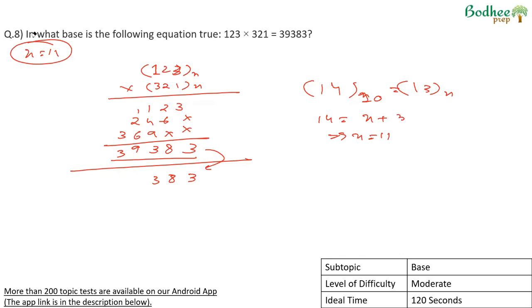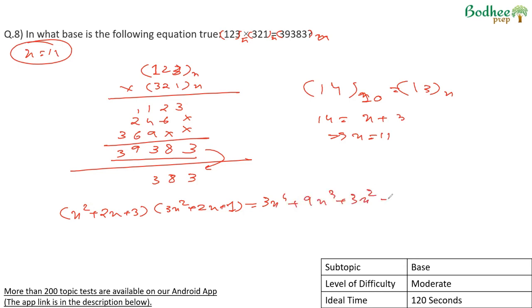Even if this is something that you're not comfortable with, and you decide to solve this question with all the steps, we will write the decimal equivalent of all the numbers and write the equation. So this will become n square plus 2n plus 3 in decimal multiplied by 3n square plus 2n plus 1. Here we'll have n raised to power 0, 1, 2, 3, 4. So 3n^4 plus 8n cube plus 14n square plus 8n plus 3.